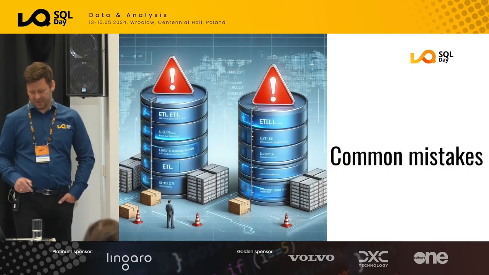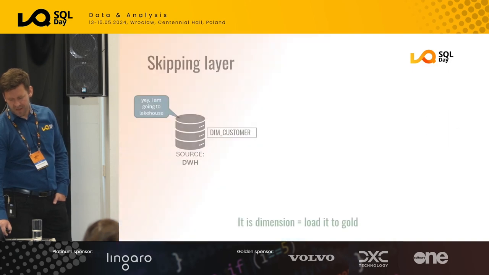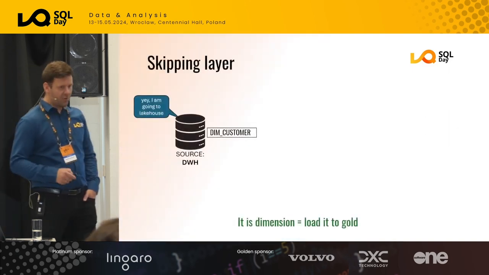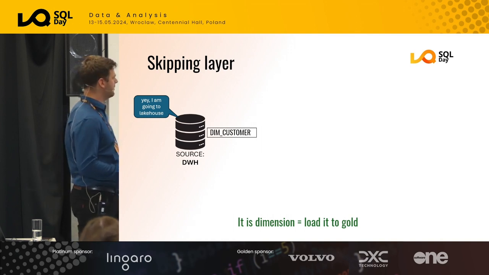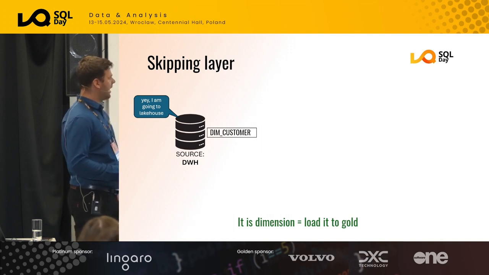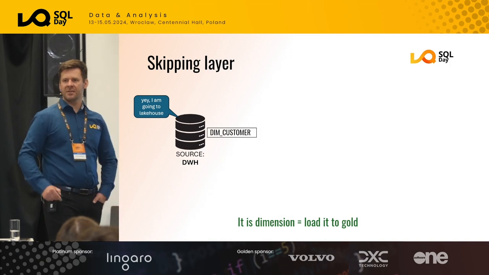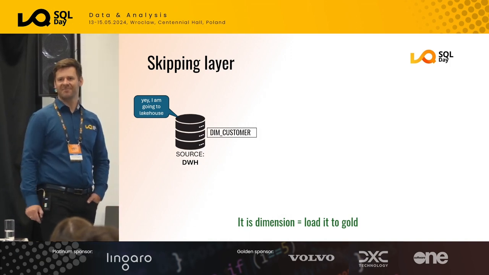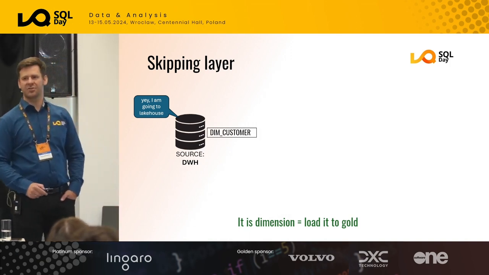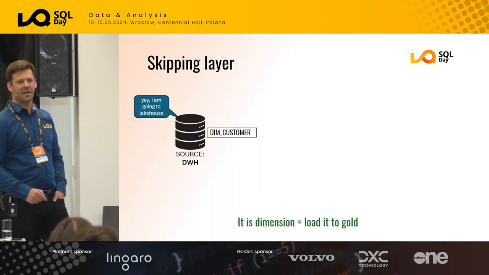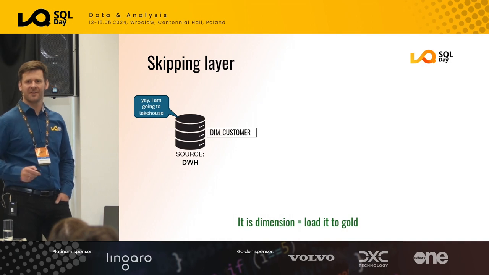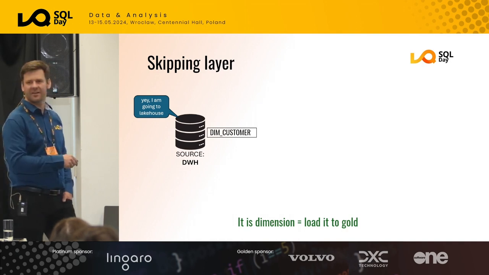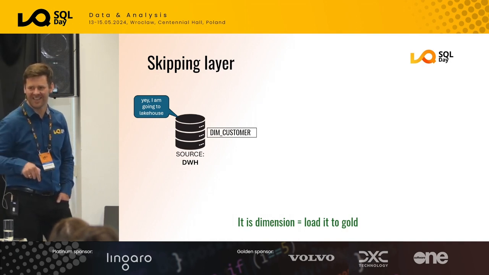So common mistakes in Medallion. So layer skipping. I saw it like 15 times. People say, I want my data warehouse data to be available in a Lakehouse, because I have streaming data, IoT data, and I want to use data warehouse data in my Lakehouse.